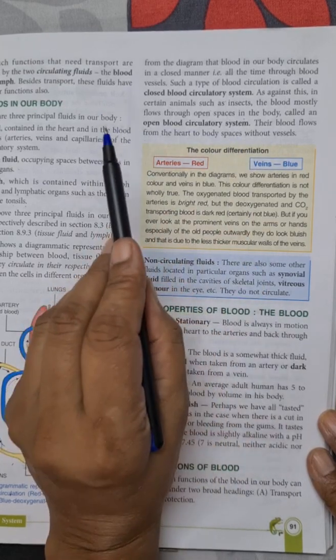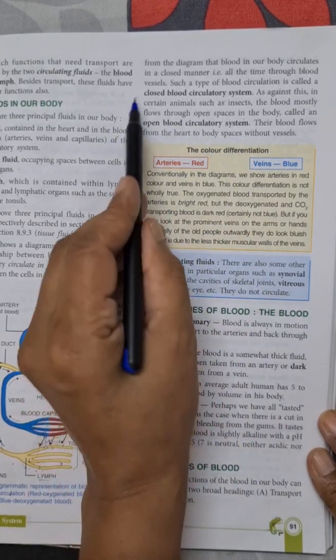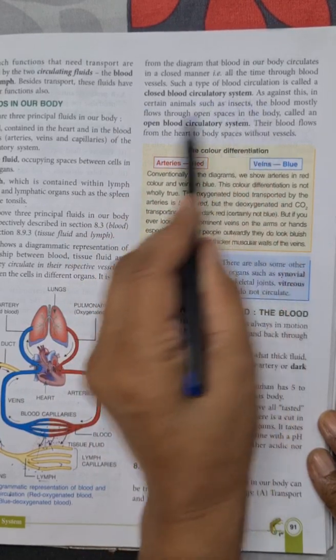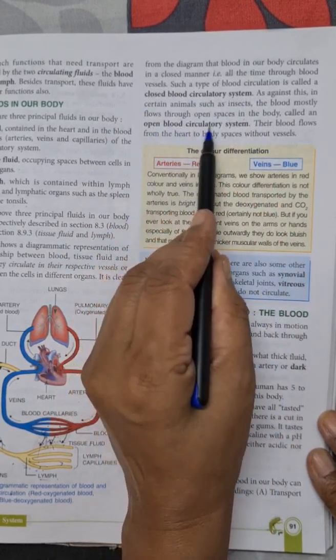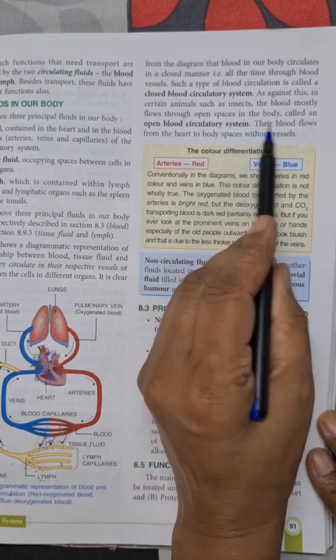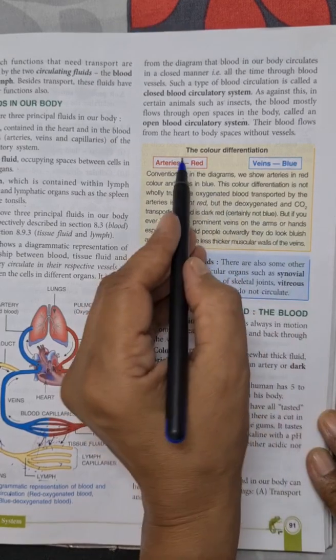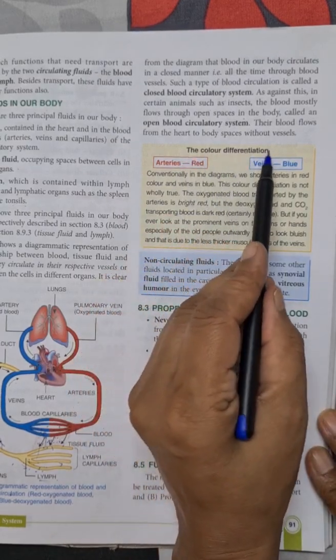So there are two types of circulatory system. First, closed blood circulatory system, through blood vessels, and another, open blood circulatory system, that is through open spaces like in insects. Now next topic is the color differentiation.